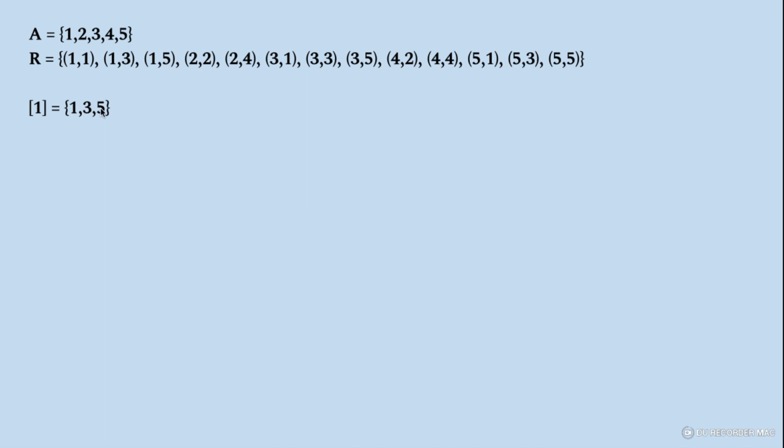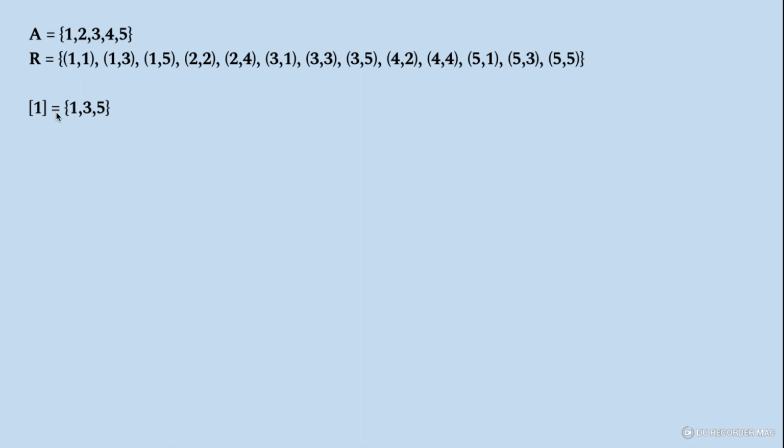Again, another condition is that these elements should be related to each other. That is another condition, right? You can check again. So 3 comma 1 will be there, 3 comma 5 will be there, 5 comma 3 will be there, 5 comma 1 will be there, 1 comma 5, 1 comma 3 and vice versa, and so on. So this is the equivalence class of 1.